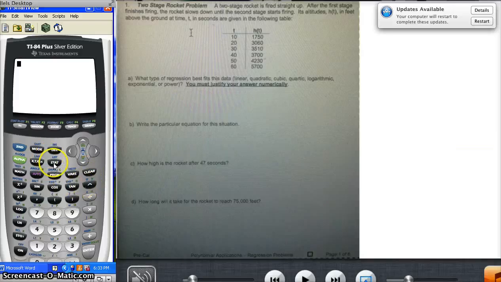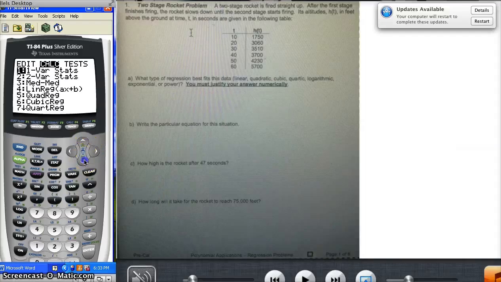What that does is, when you hit stat and you want to calculate the regression, notice here the problem says what type of regression best fits the data: linear, quadratic, cubic, quartic, logarithmic, exponential, or power. If you go stat and then over to calculate, you'll notice here option 4 is linear, option 5 is quadratic, option 6 is cubic, option 7 is quartic, option A is the power regression, exponential is option 0, and the logarithmic one is option 9. So what you simply do is you would select one of those.